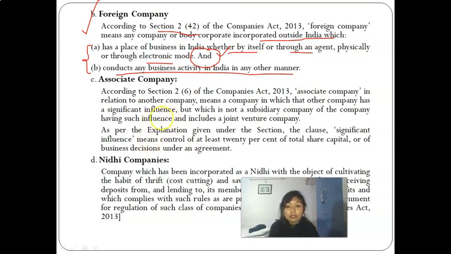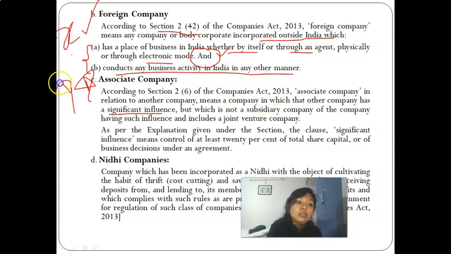The next definition is associate company. It is also a very important one. Okay. Section 2 clause 6 defines associate company. It says associate company in relation to another company means a company in which the other company has a significant influence. This is the very important word in this. Means a company in relation to another company, for this X Limited and Y Limited. So let this be the associate company for this.